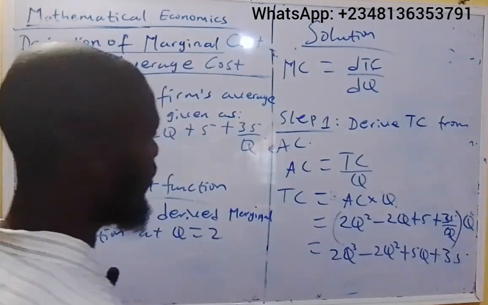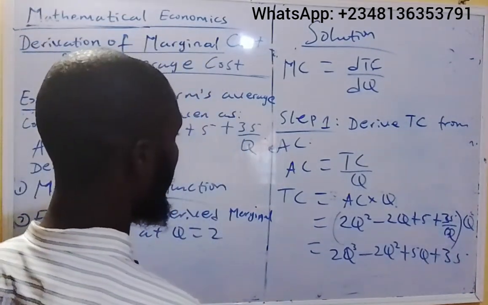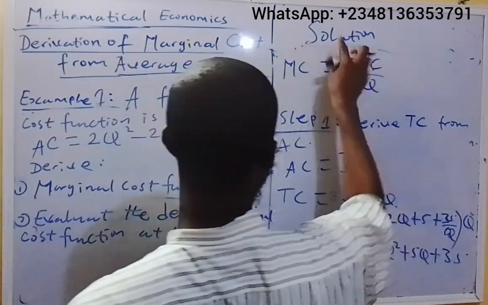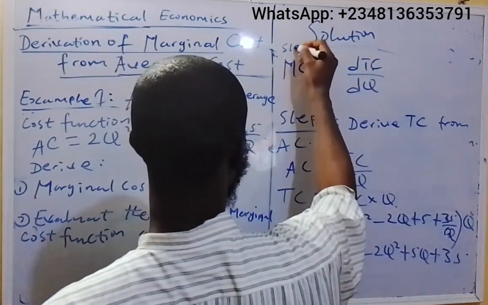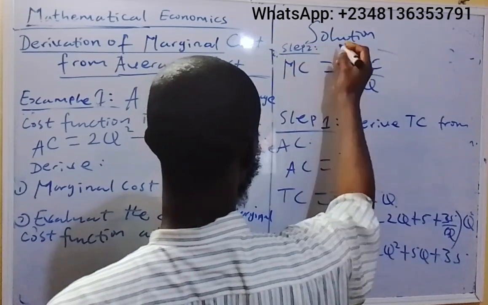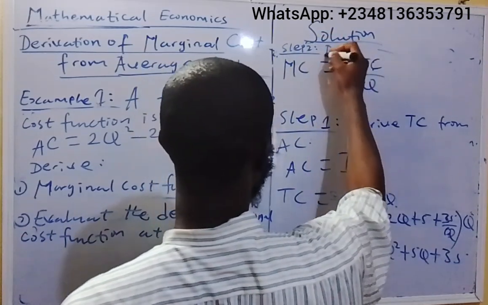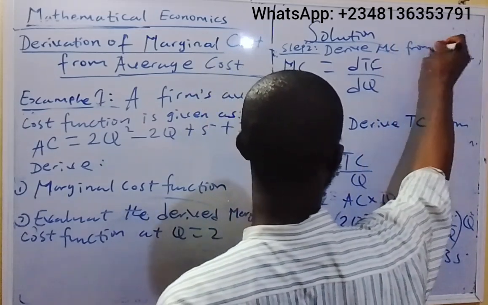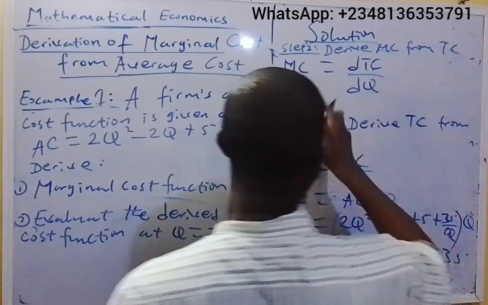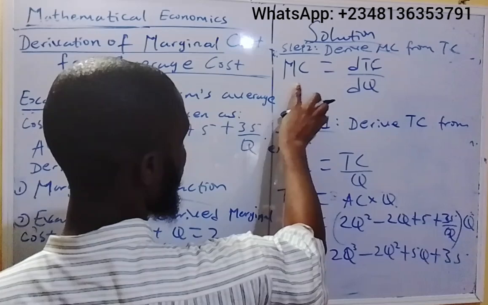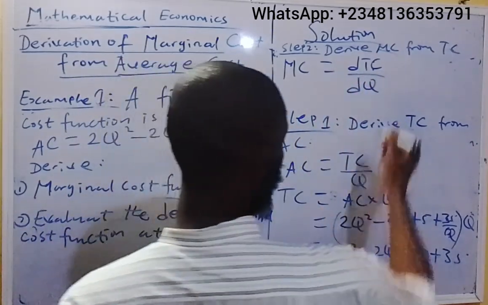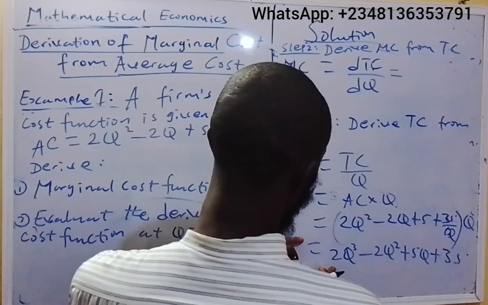Then we can now derive our marginal cost function. So I can write step 2 here. Step 2, what we are going to do is derive the marginal cost function from the total cost function. Now, here is the formula. Marginal cost is defined as the change in TC over the change in Q. So let's differentiate this TC.